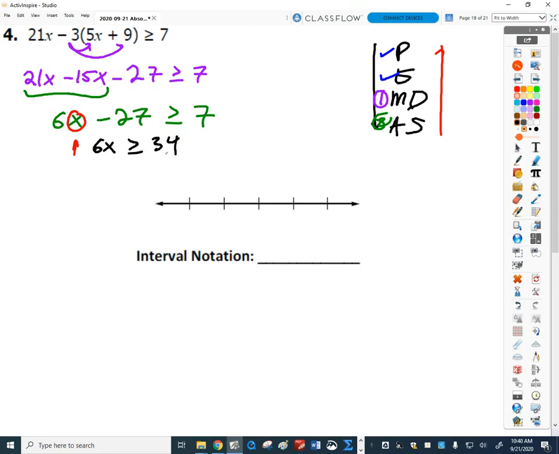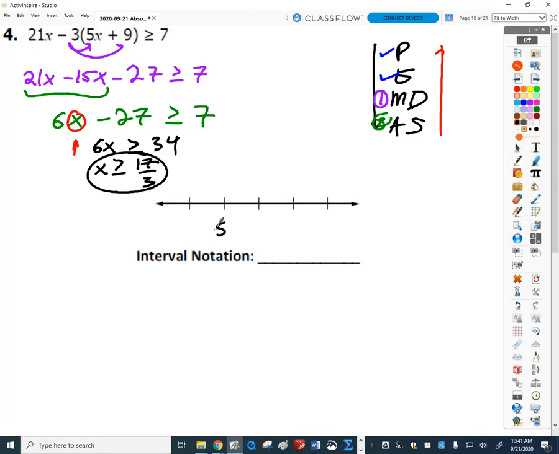Now I'm dividing by a positive, so do I have to flip the inequality? No, just regular. Okay, we divide by 6, and we get x is greater than or equal to 34/6, which would be what, 17/3? Right? So if we were going to graph that, what would that look like? So that's going to be 5 2/3.